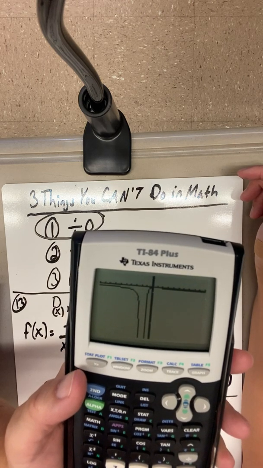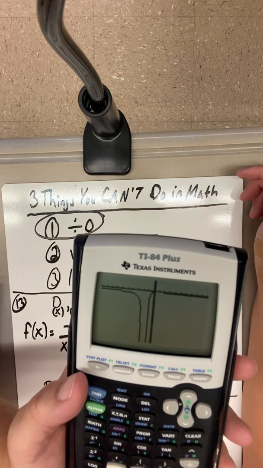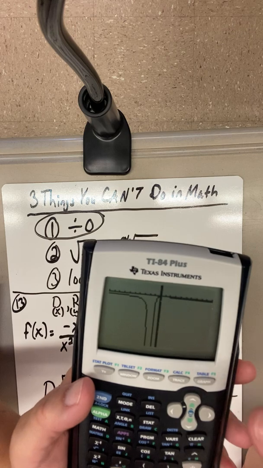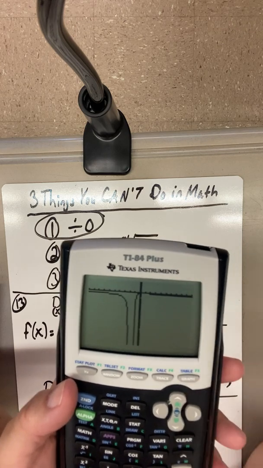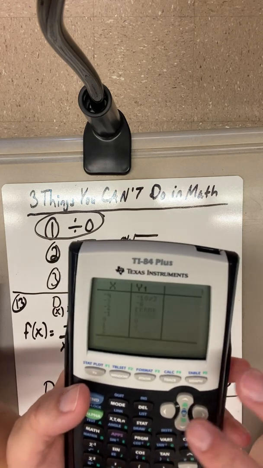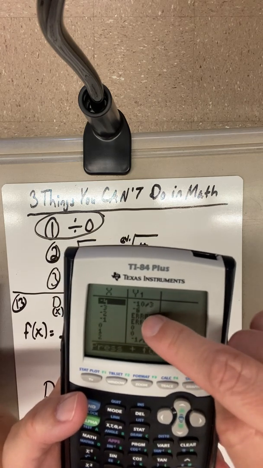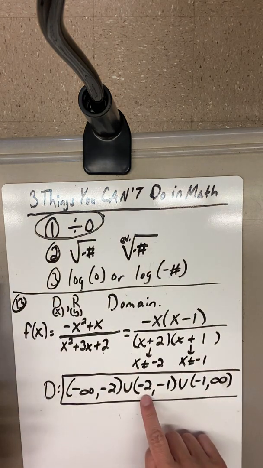Yeah, this is a crazy graph. There's stuff going on down here that we can't see. See, professors know that. That's why they pick these problems. But if you look at your table, wherever the errors are, that's what x can't equal. But look, there is some graph in between -2 and -1. So this part right here is really important.